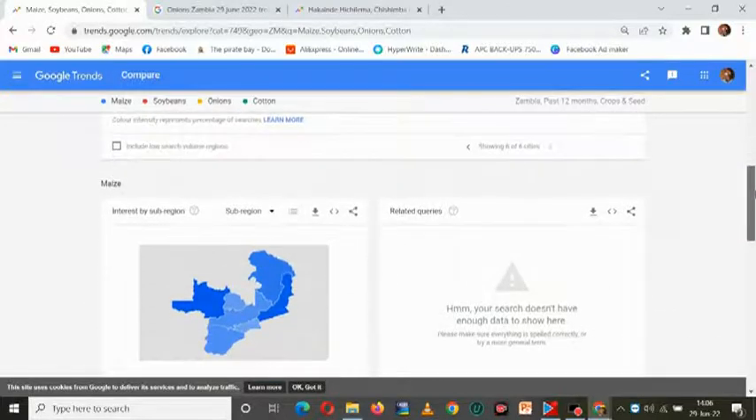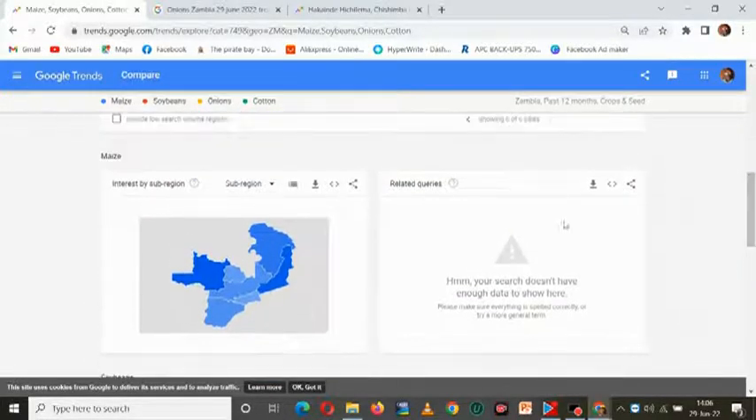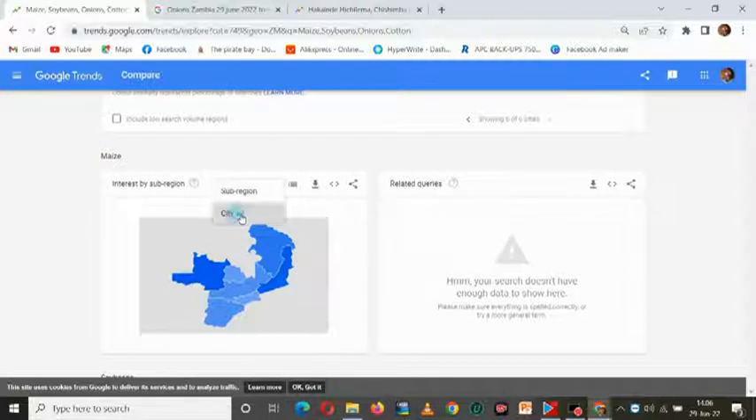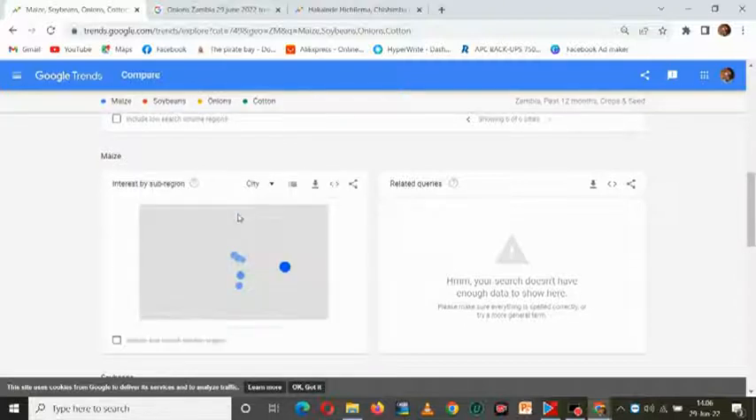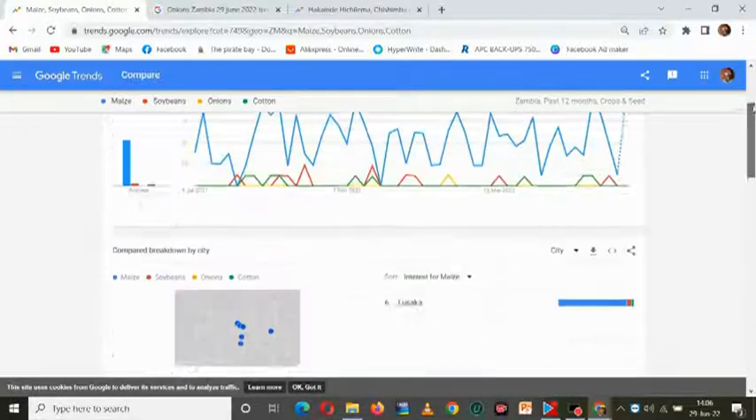So, you can see here we still have regions where maize was discussed per region. So let's try city here as well. So those are the cities. We have Chipata. Again, the same cities are appearing. So you can do the same with the rest.